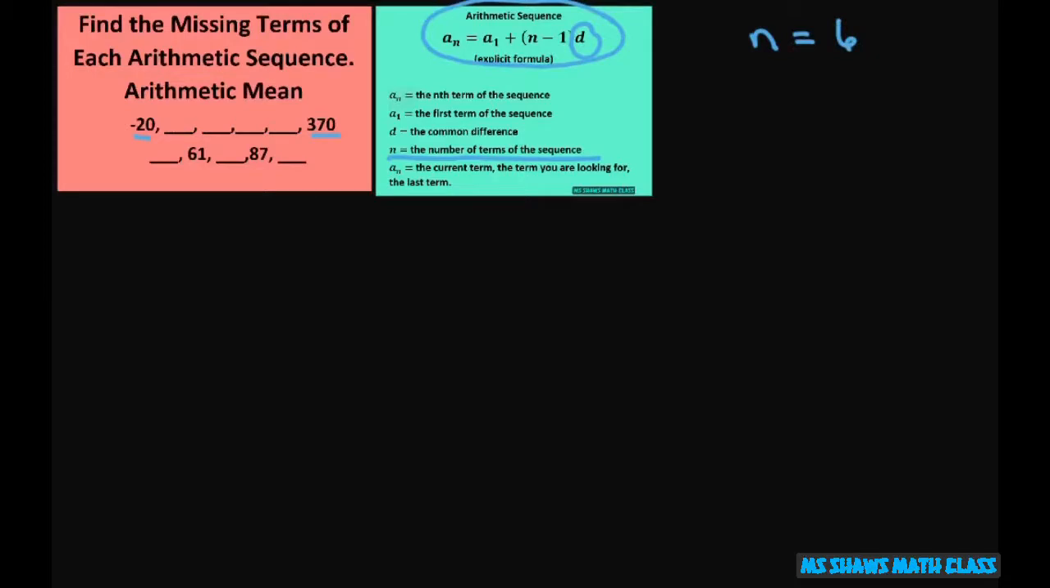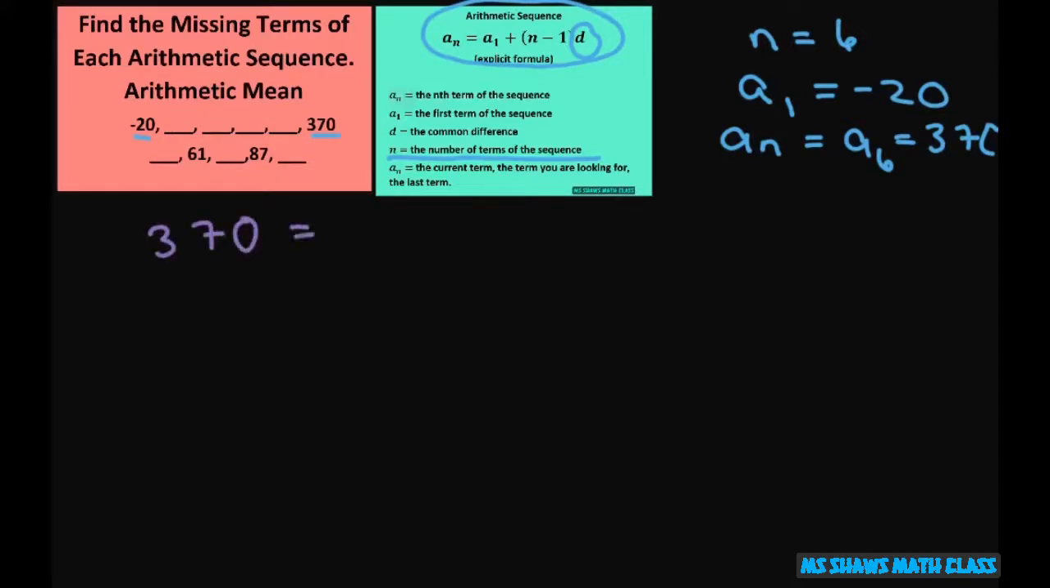And the next thing we notice is our first term, a sub 1, is negative 20. And our last term, which in our case is our sixth term, is 370. Now let's find our D. So we have 370 equals negative 20 plus 6 minus 1 D. Now we're going to add 20 to both sides.